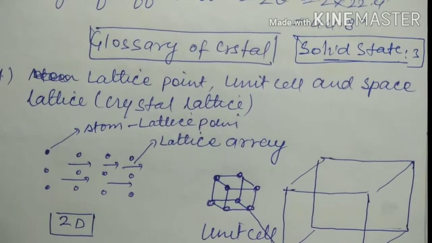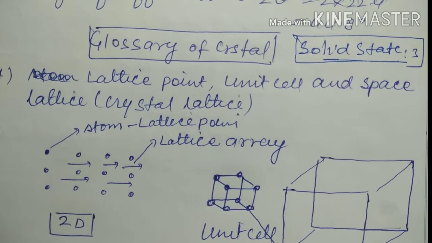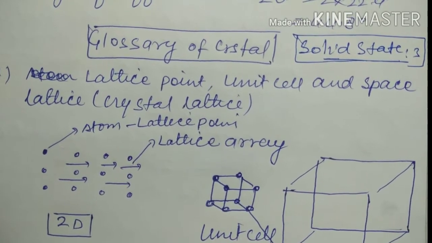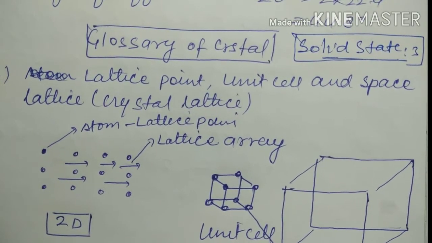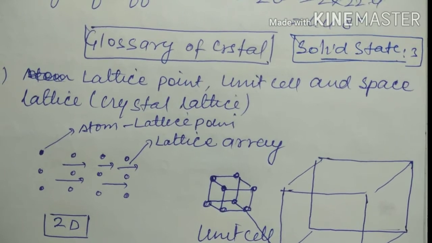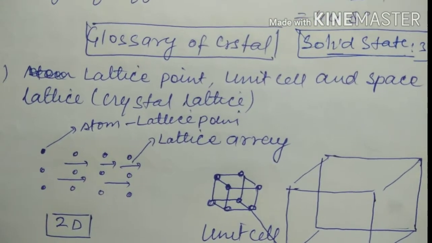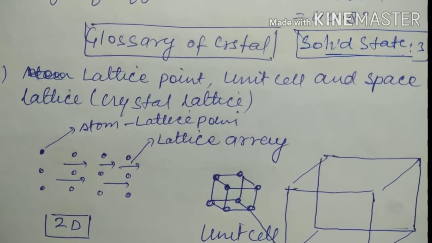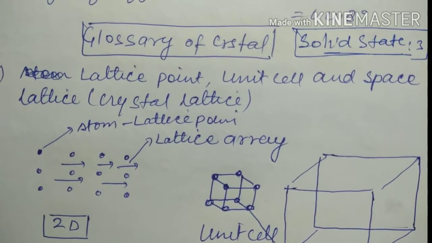So here we draw the dotted points. This dotted point represents the atom and this is actually called a lattice point. If they are arranged in a particular order in a particular direction, this particular direction is called a lattice array. Array means direction. So lattice points arranged in an order is called a lattice array. This is actually a 2D structure.